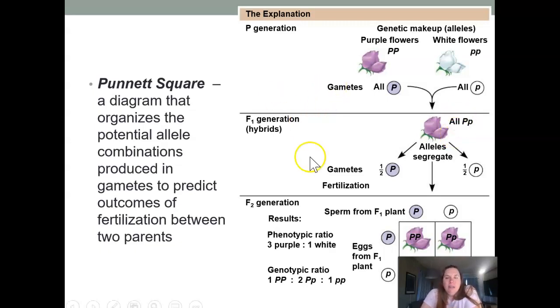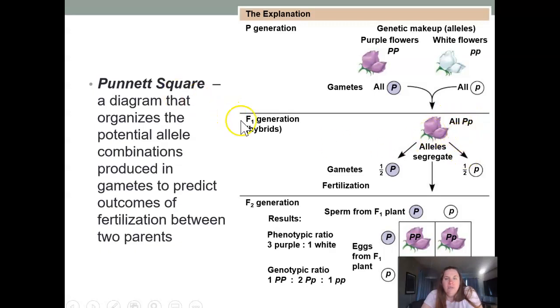Okay. So when we talk about this separation, we know that the alleles are going to have to separate, and we do this in our Punnett square. We're going to cross our purple flower with our white flower in our parental generation to get our F1 generation. And we know that our F1 generation, our hybrids, are all heterozygous. We see that right here.